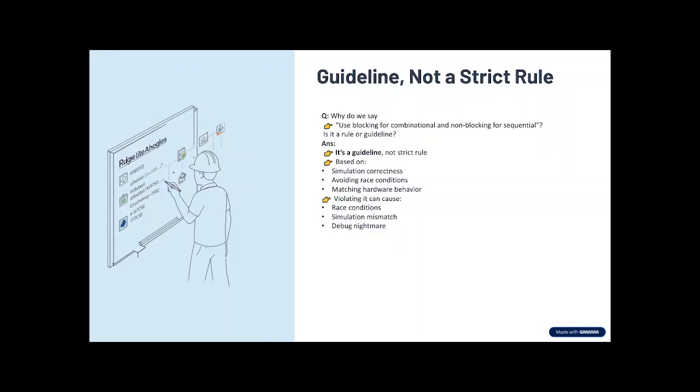So here is a guideline, not a strict rule. Why do we say use blocking for combinational and non-blocking for sequential? Is it a rule or a guideline? It is a guideline, not a strict rule, but why do we follow this? To avoid race conditions, avoid mismatches, and improve readability. So it is not a rule, but breaking it requires deep understanding.